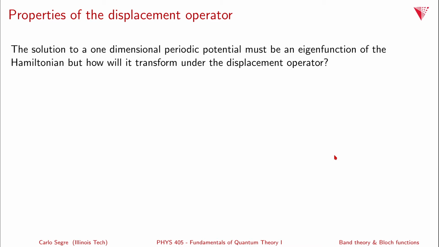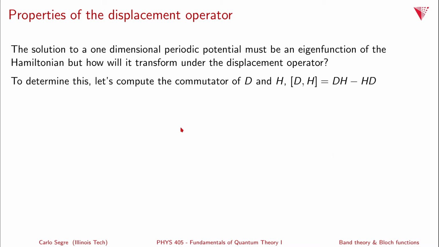So the solution to this kind of Hamiltonian must be an eigenfunction of the Hamiltonian, but we also have a question of how it transforms under the action of the displacement operator. So we'll see what happens with this by calculating the commutation relationship between the displacement operator and the Hamiltonian. So the commutator of D and H is just DH minus HD. Well, we can write that down relatively straightforwardly.